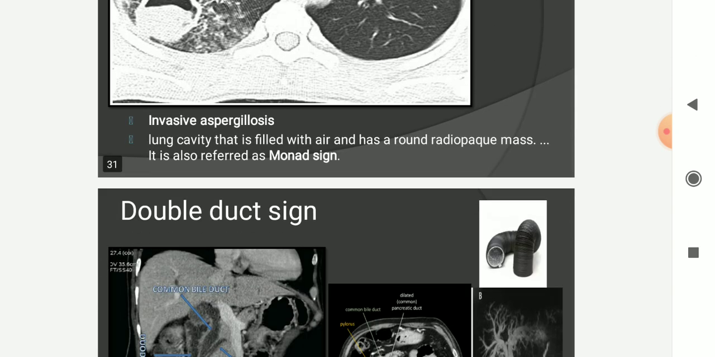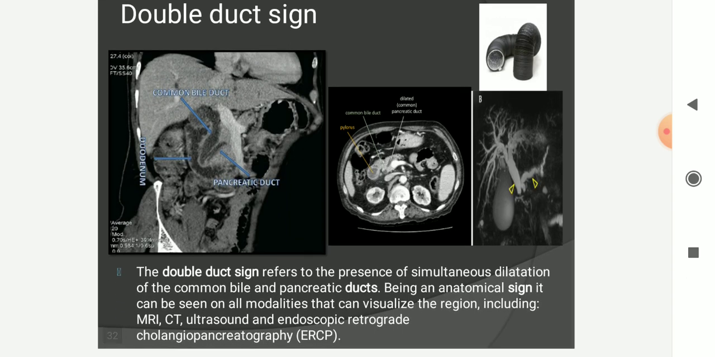Okay, so double duct sign. Double duct sign is commonly again a GIT abnormality, but it is not related to the GIT tract. It is related to the duct system, the accessory glands' ducts, common bile duct and pancreatic duct. So in this case, the problem is related to the pancreatic duct and the common bile duct. Maybe there is inflammation and thickening of the wall, so there will be a hyperdense area, and we can see a thick duct-like sign.